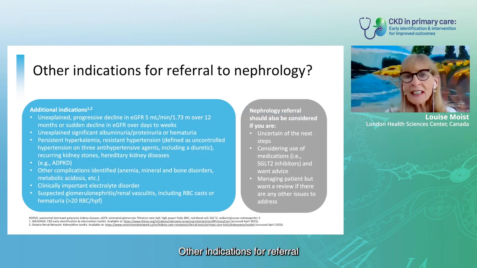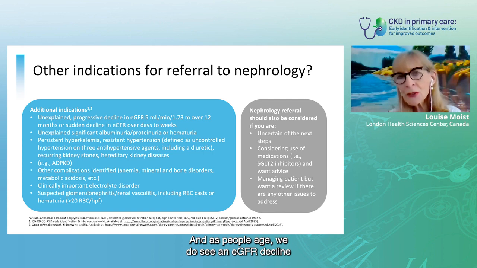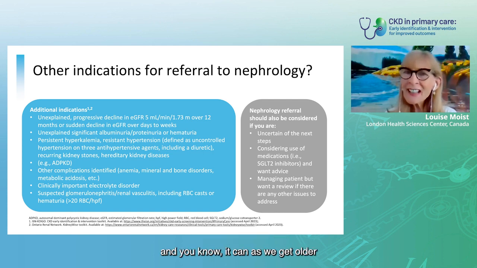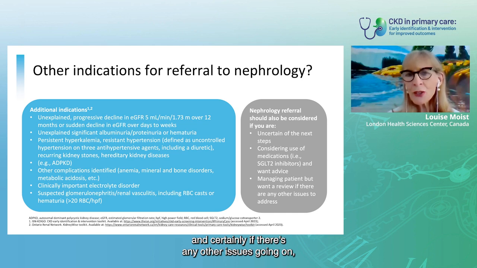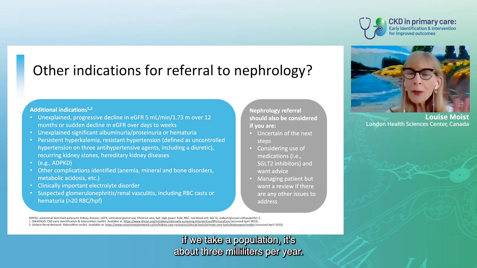Again, other indications for referral could be unexplained progressive decline in EGFR. And as people age, we do see an EGFR decline. As we get older, and certainly if there's any other issues going on, it can be about 1 mil per year. And certainly in conditions such as hypertension, diabetes, if they have proteinuria, if we take a population, it's about 3 mils per year.